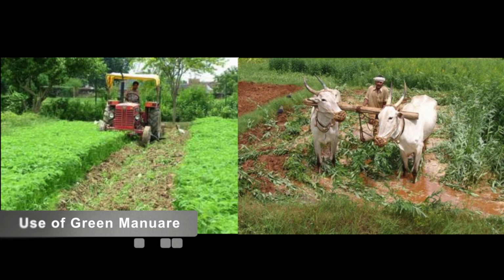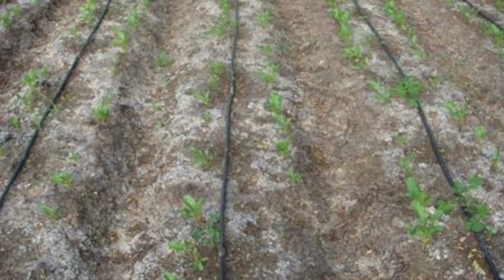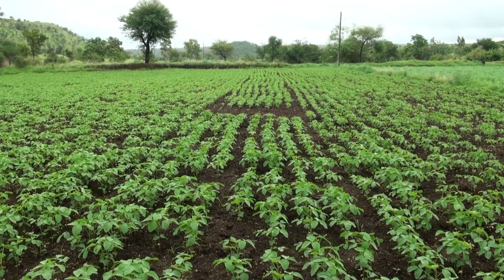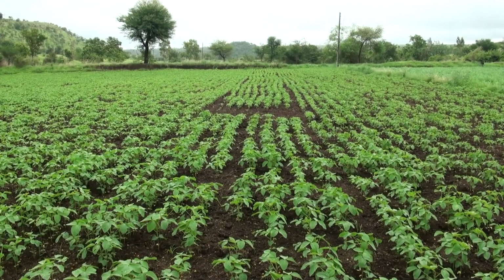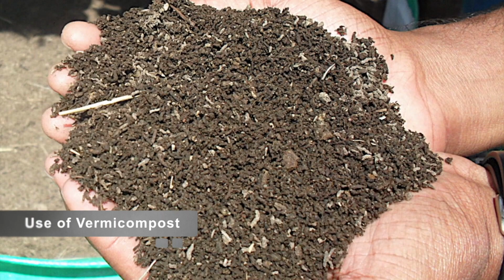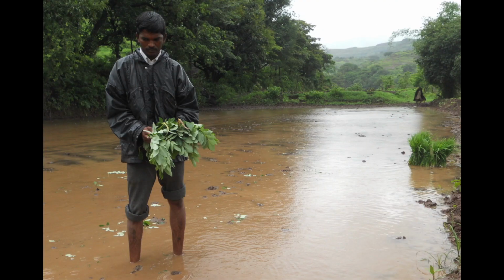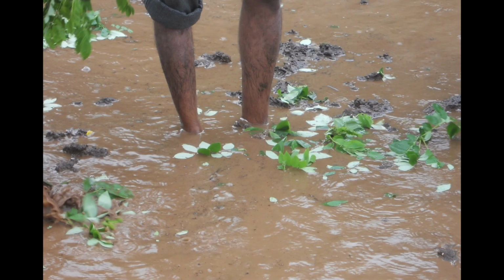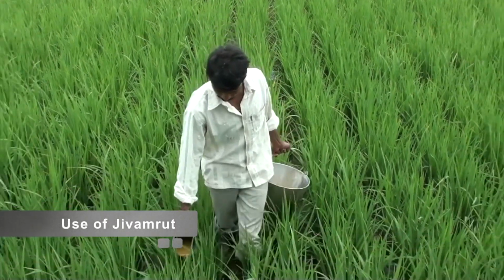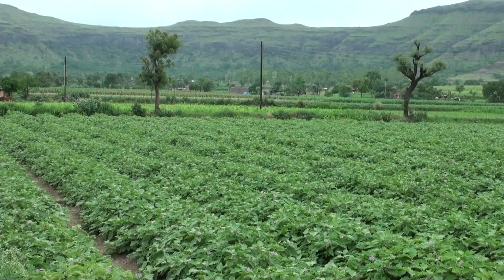Incorporate green manure to reclaim and improve productivity in saline and alkaline soil. This will aid in getting optimum results. Prepare vermicompost for use in fields. Add more organic material to the soil. Apply Jeevamrit regularly. Practice crop rotation with legumes.